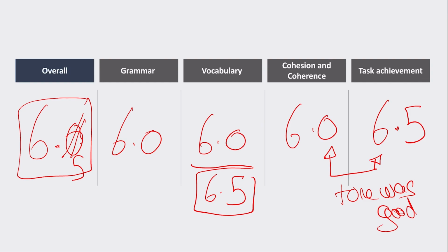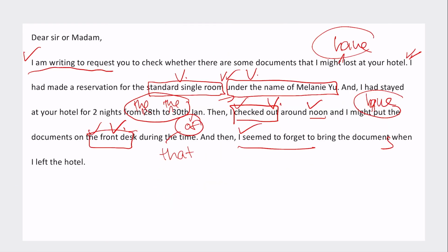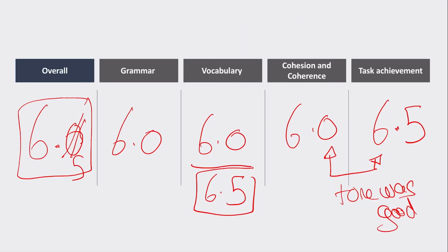Just because as I was looking back, I was like, oh yeah, all that lovely specific vocabulary: reimbursement, standard single room, checked out, front desk, all this really great specific vocabulary. So I'm feeling generous today, so I'll bump it up to a 6.5. But I thought it was a really good letter, and a really good example of a quite consistent formal tone.